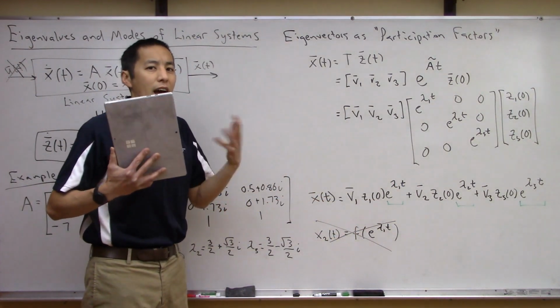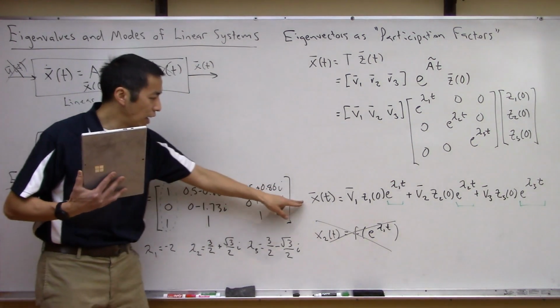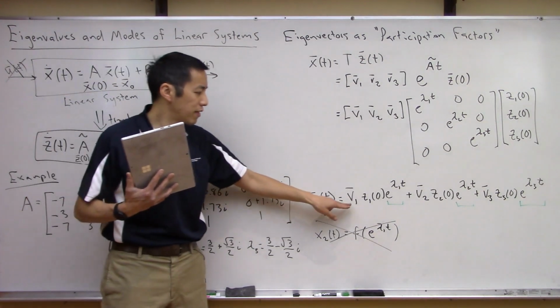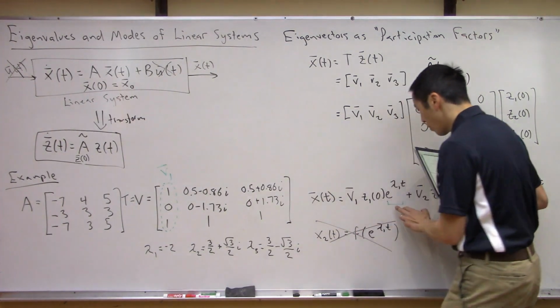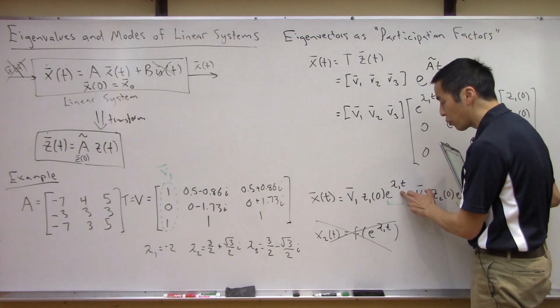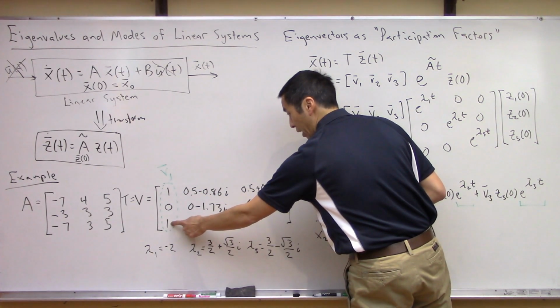You can see how much each mode appears in the state trajectory x of t by examining the eigenvectors. So what you see in this case is that this stable mode, e to the lambda 1 t, shows up in states 1 and 3. That's how it manifests itself.